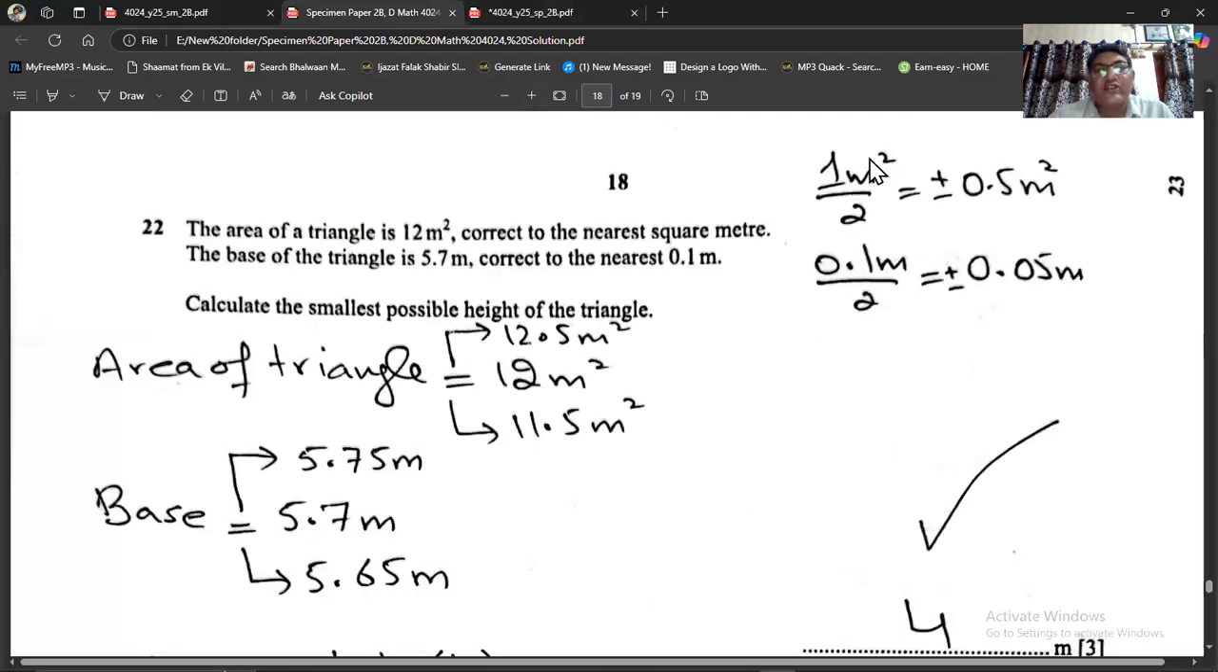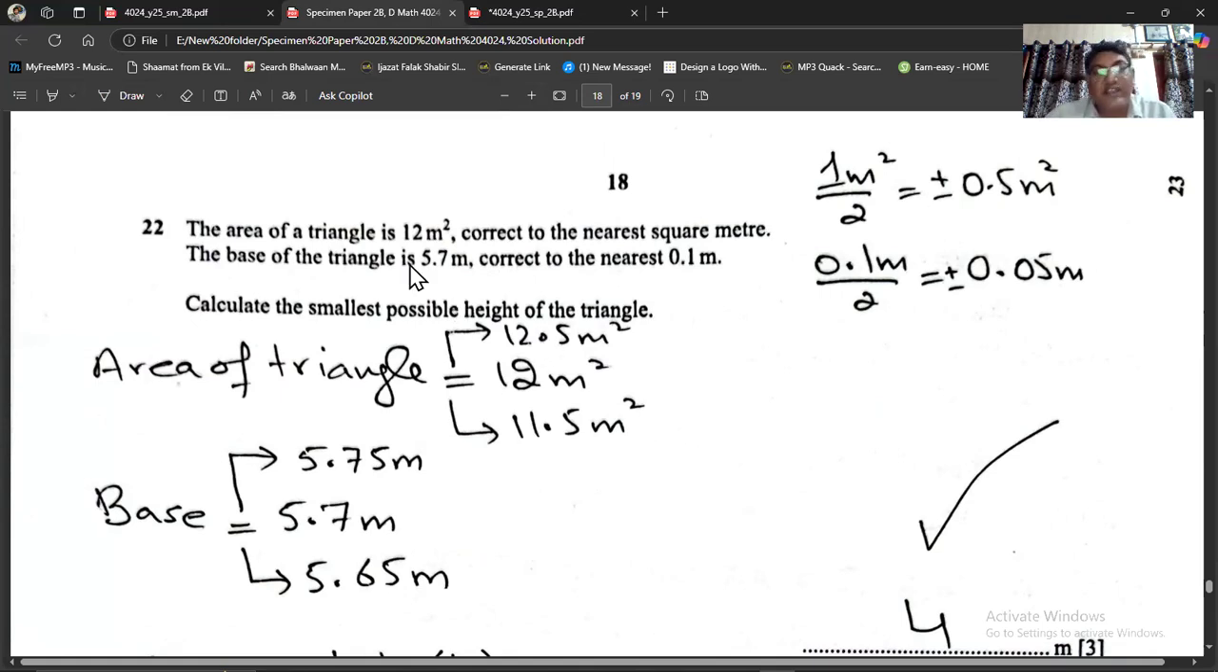So the area is correct to 1 meter square. Divided by 2, that is 0.5 meters square. So the area of the triangle is 12. Add 0.5 to it, you get 12.5 meters square. That's the upper bound for the area. From 12, subtract 0.5, you get 11.5 meters square. That's the lower bound of the area.